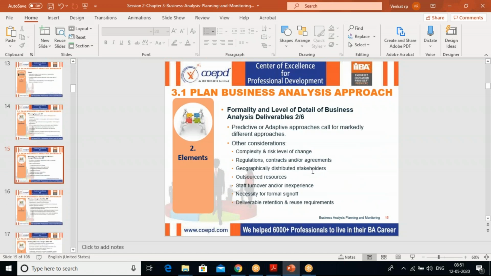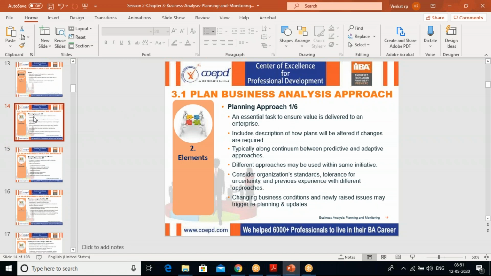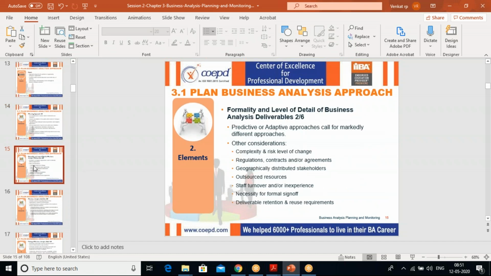Next, the first one we have discussed is the planning approach. It should be open to change at any point of time. The second one is formality and level of detail of business analysis deliverables. Once again, we have to consider predictive and adaptive approaches, and based on that this will also change. What extra we will understand is which stakeholder is at what level and what sort of information is required by the stakeholders. That is what we are going to consider here.